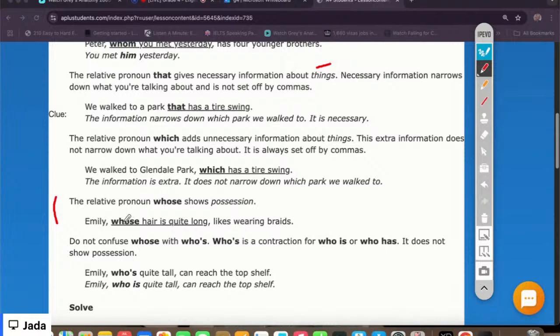And then for whose. The relative pronoun whose shows possession. So, Emily, whose hair is quite long, likes wearing braids. So whose is showing possession.